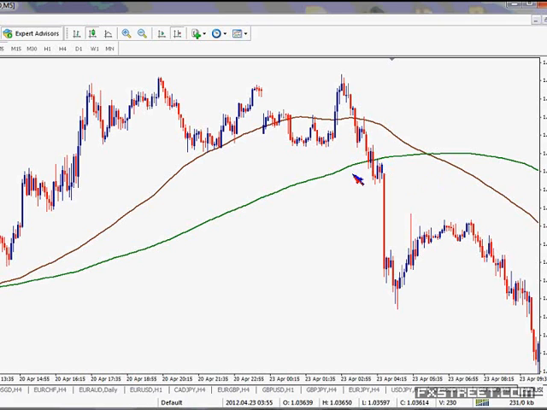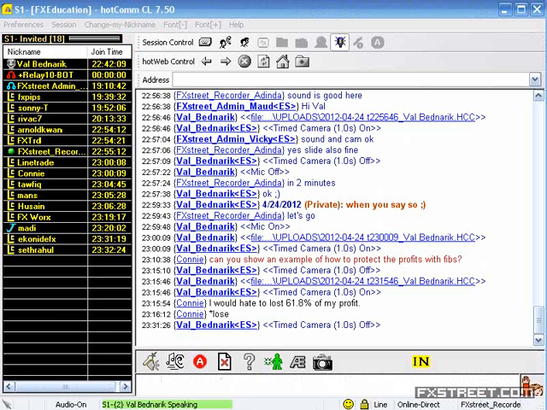You can also work with the pullbacks in this case, like the one we have seen earlier, right, to confirm the technical break beyond the static support or resistance area. Okay. Anyway, sorry.